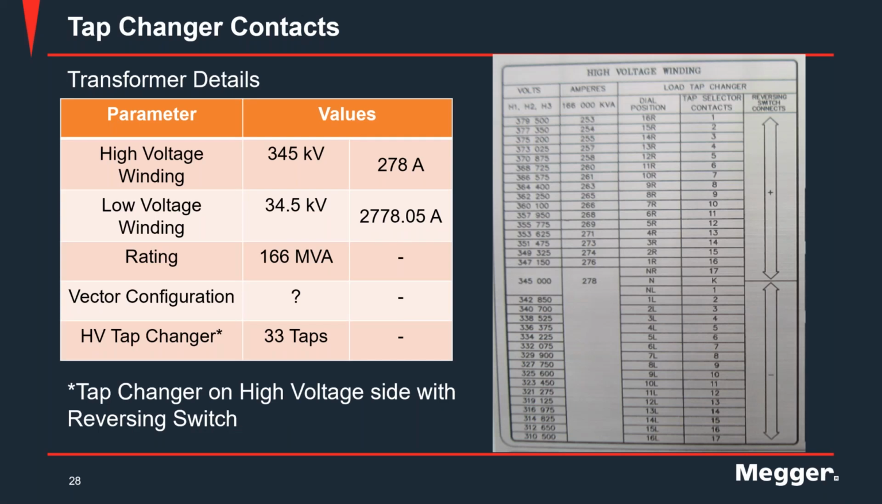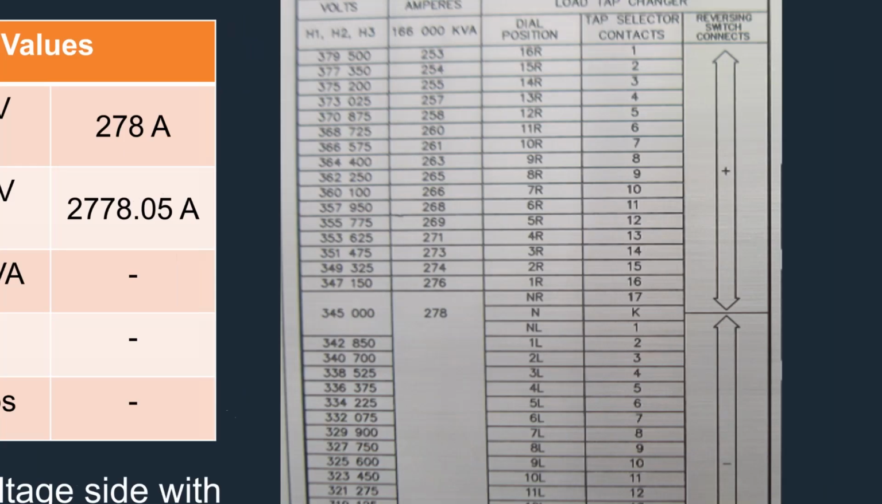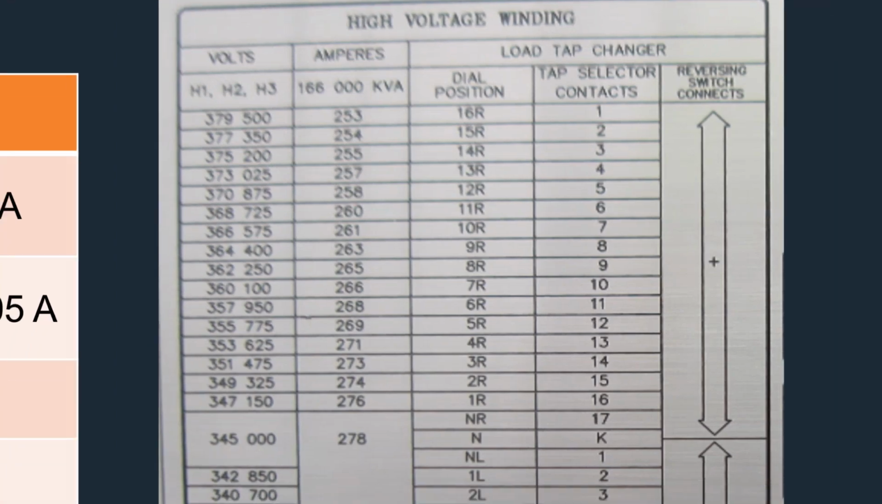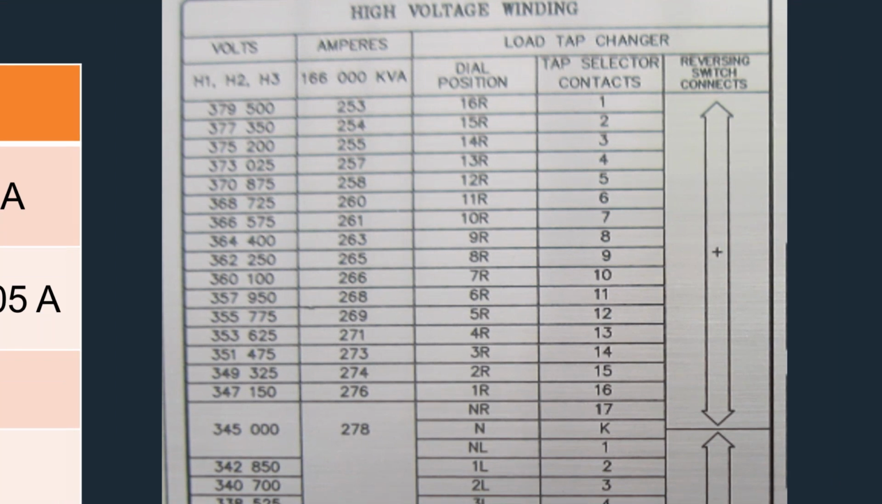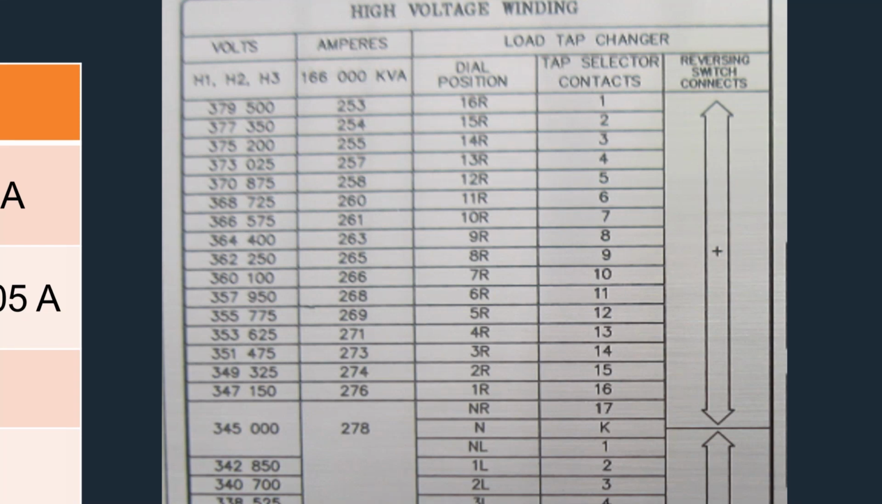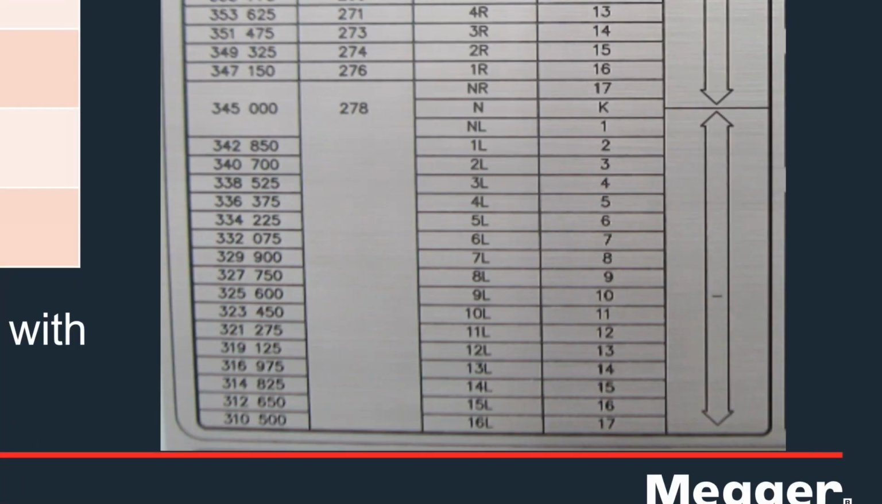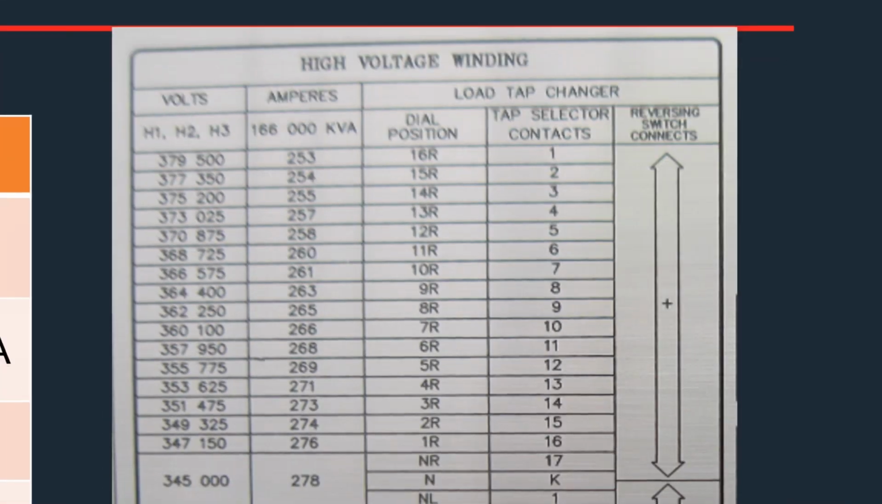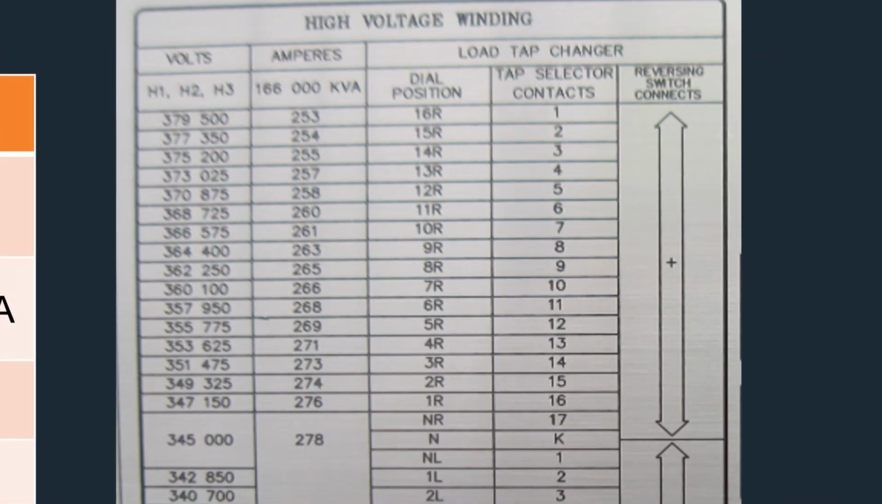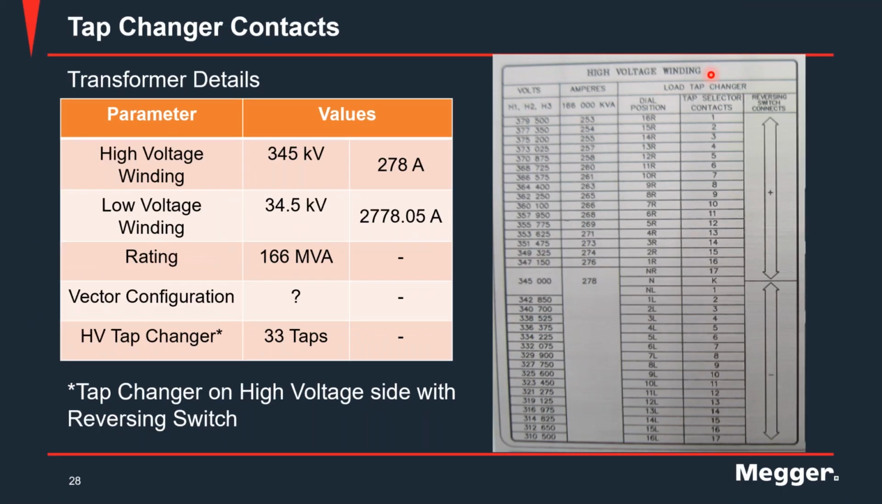Here I have a transformer which was rated at 345 kV on the high voltage and 34.5 kV on the low voltage side. It was a 166 MVA unit, and it had a high voltage tap changer with 33 positions and a reversing switch associated with it. On the right hand side, you can see a quick picture of the nameplate. Let me zoom in real quick to show you a couple of things. First, you have your voltages that are ranged. You can see 345 kV is your nominal or neutral position. Then you have your dial positions, those 33 positions from 16 raise all the way to 16 lower. And then you have your tap selector contacts, and then your reversing switch.